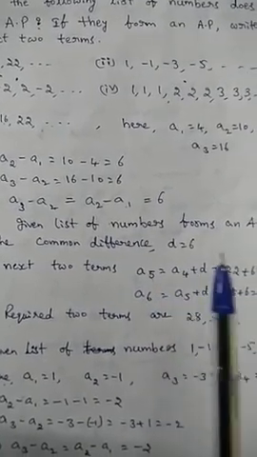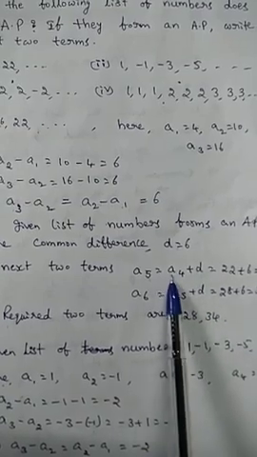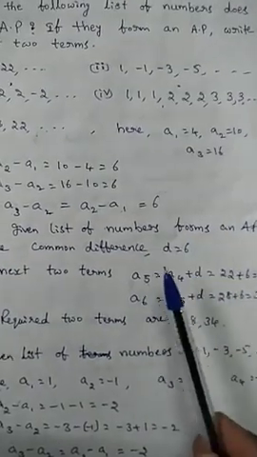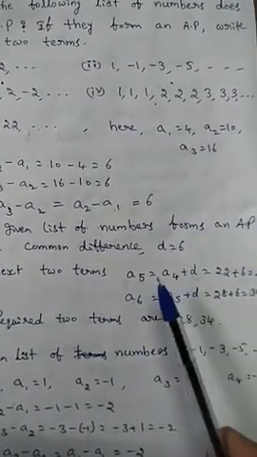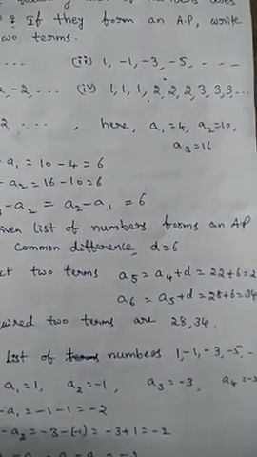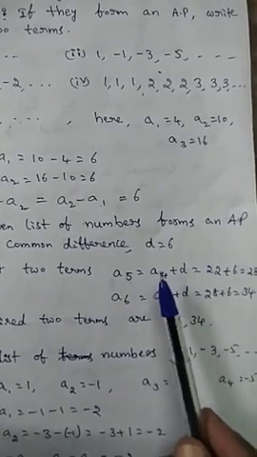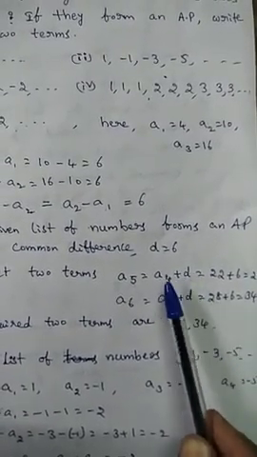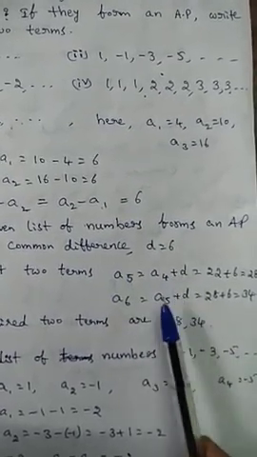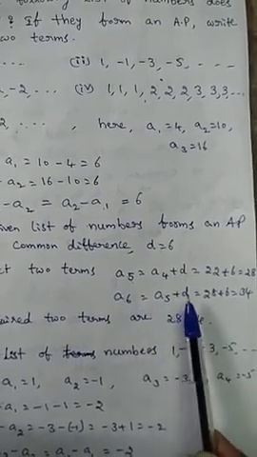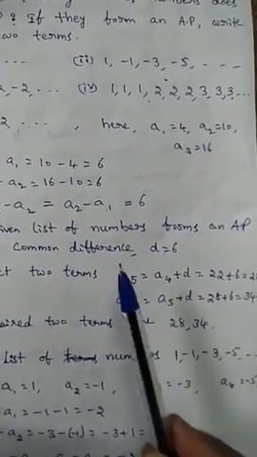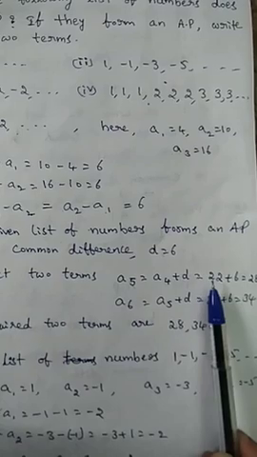Already said, in an arithmetic progression, each and every term is added with its common difference, then automatically we get the next term, except the first term. Here the common difference is added to the fourth term, and we get the fifth term. Common difference is added to the fifth term, we get the sixth term. Common difference is added to the sixth term, we get the seventh term. Same way, a5 is equal to a4 plus d, that is equal to a4.